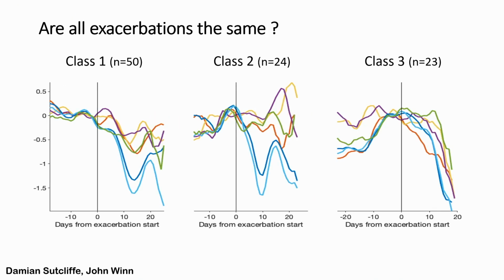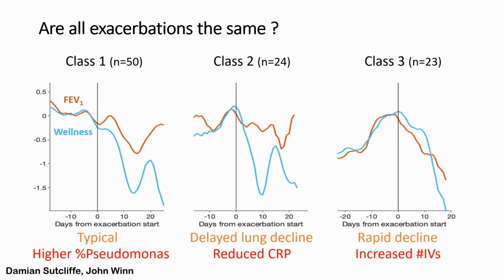And the answer is no, they're not. We've come up with three main classes of exacerbations, and they all have different types of patients. Now we've just filtered it to make it easier and to be less noise for you to look at, with just lung function and wellness. So lung function is the orangey bar and wellness is the blue. And again, the black line is days from start of antibiotics for the exacerbation.